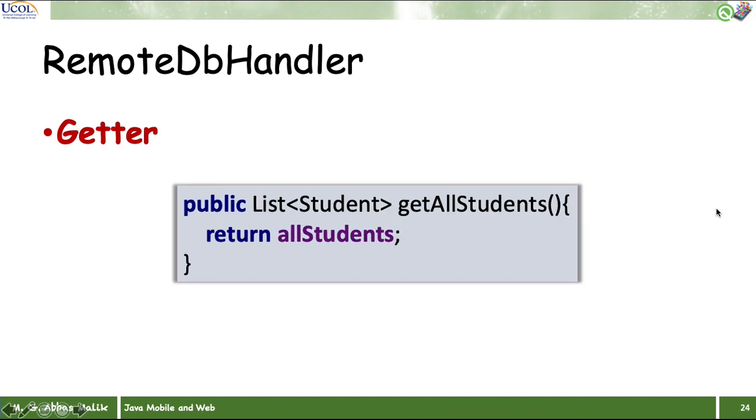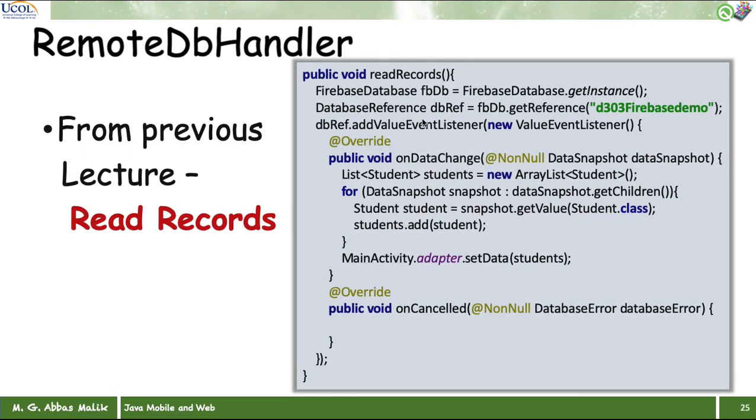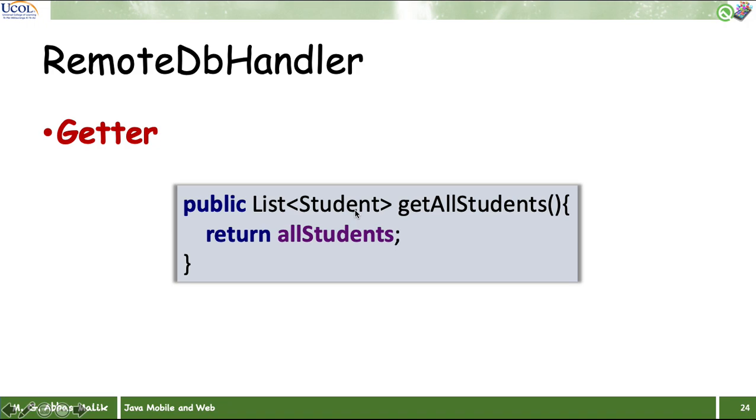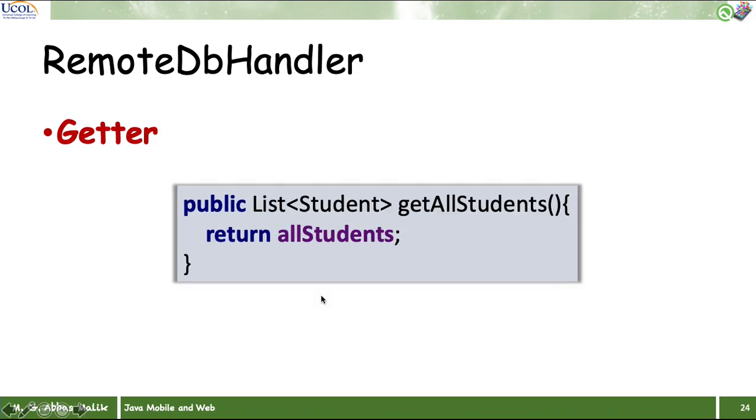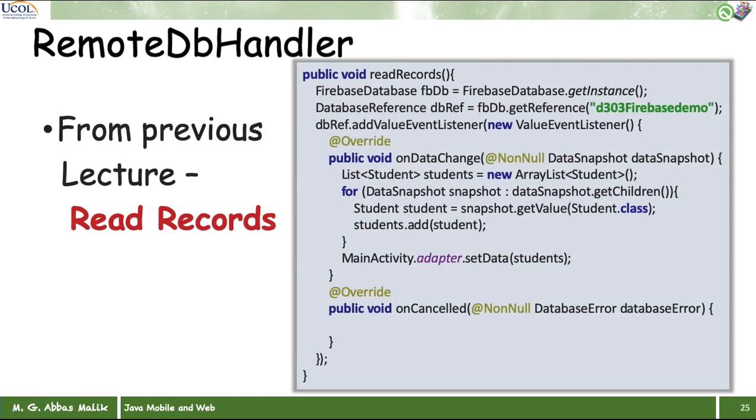The next thing is a getter method which will help us get all the students from this database handler. It is going to return that list of students to us. And now we have the read records method that we just mentioned in our constructor. This is our read records method. If we look at it from the previous lecture, it is like that.